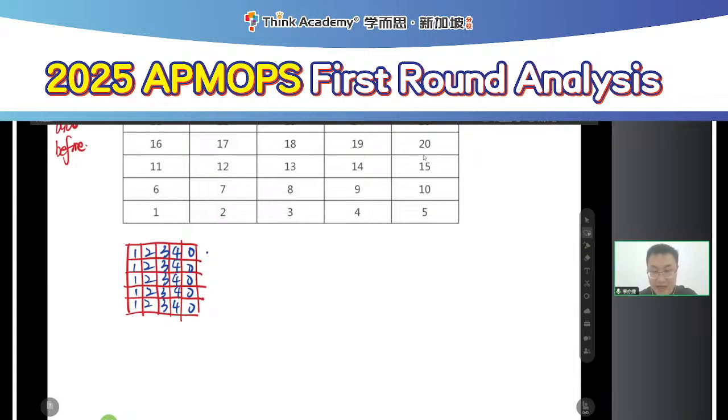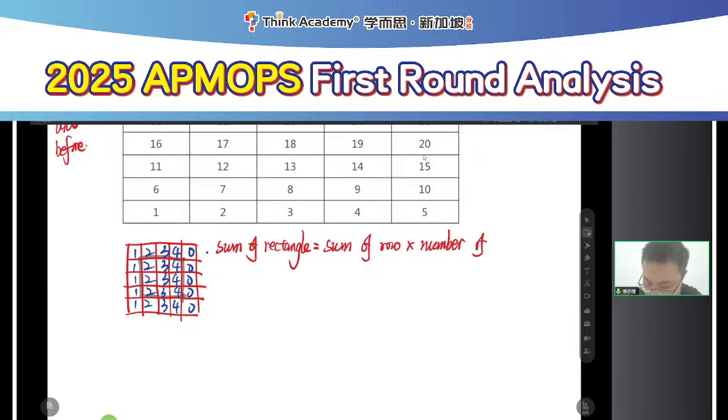And then, secondly, if you draw a rectangle inside, you should see that each row has exactly the same number. So now, the sum of the rectangle should equal the sum of a row times the number of rows, right? So in this case, we already did a multiple of 5.